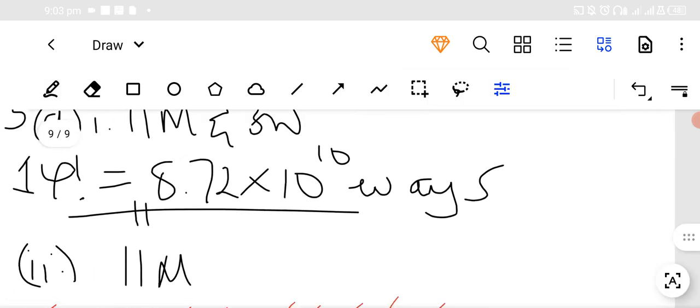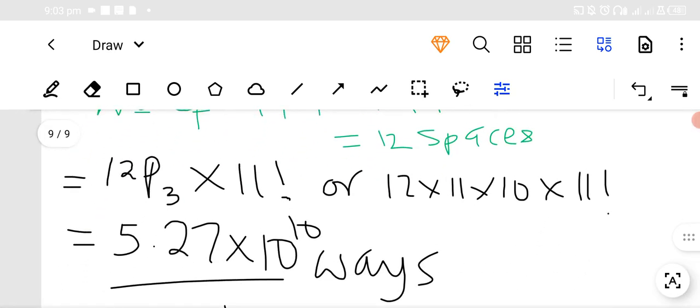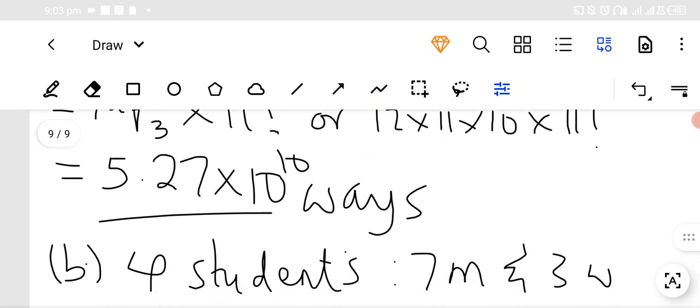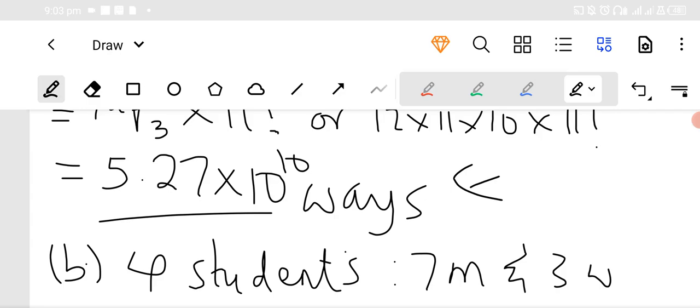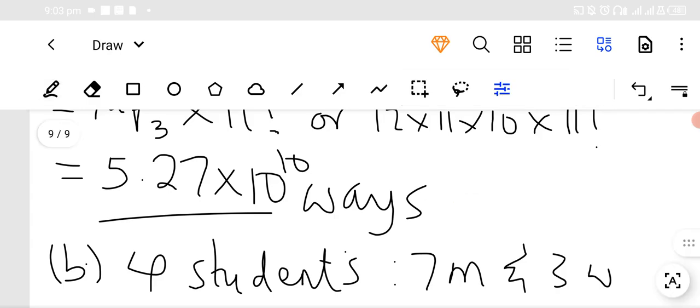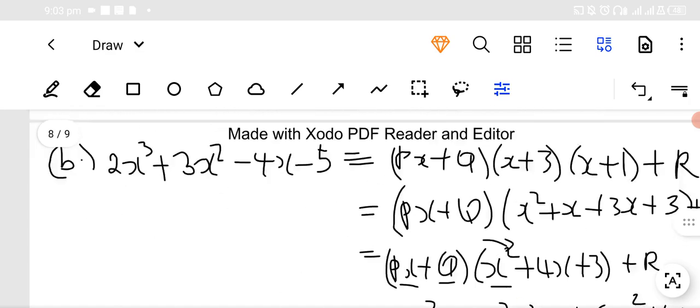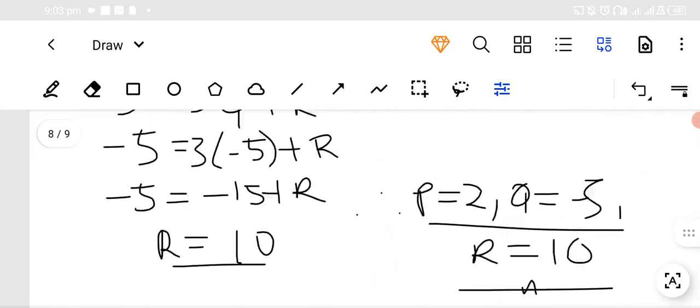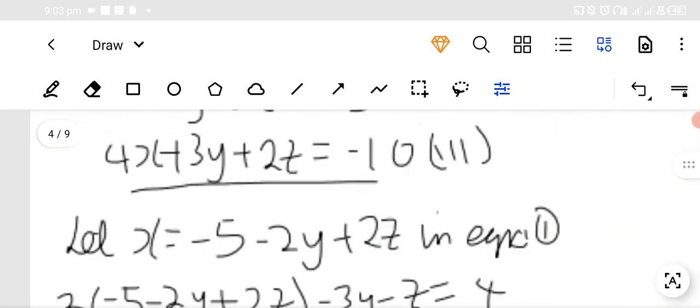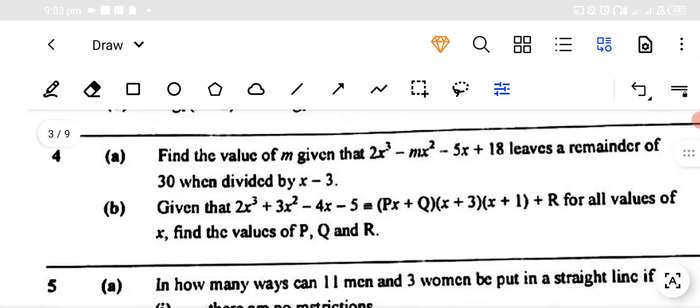If that restriction is applied, then the answer is supposed to be always less than the one without, because the first one had no restrictions, but this one was inclusive of a restriction. If it gave us a bigger value than what we found in question A1, just know that we are doing the wrong thing. Okay, so 4 students, 7 males, 3 females, not women. What have I written? Okay, we'll come and correct it. 7 males, 3 females.